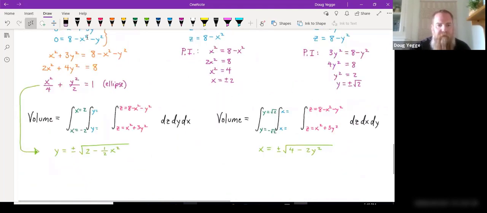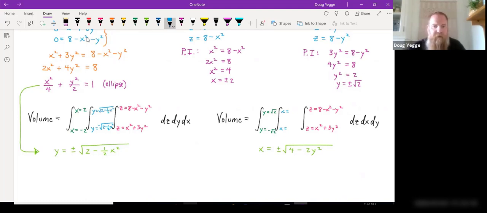So let's fill those values in, and we've created our double integrals. This is the negative square root of 2 minus 1/2 x squared. I definitely should have given myself more space. And this here is 2 minus 1/2 x squared.